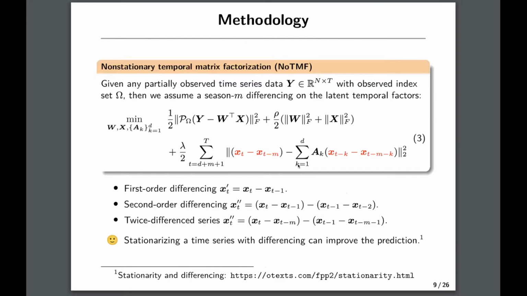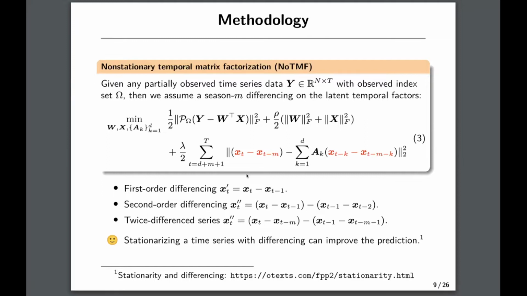Given any partially observed time series data Y with n rows and t columns, if we use omega to denote the observed index set, then we assume a seasonal differencing on latent temporal factors. In this optimization problem, the first component is the matrix factorization, with a regularization for W and a regularization for X. The final term is the VAR model, but it is built on the differenced data. This is a seasonal differencing: we use x_t minus x_{t-m}, where m is the season. By using the seasonal differencing, we can remove the non-stationary component.